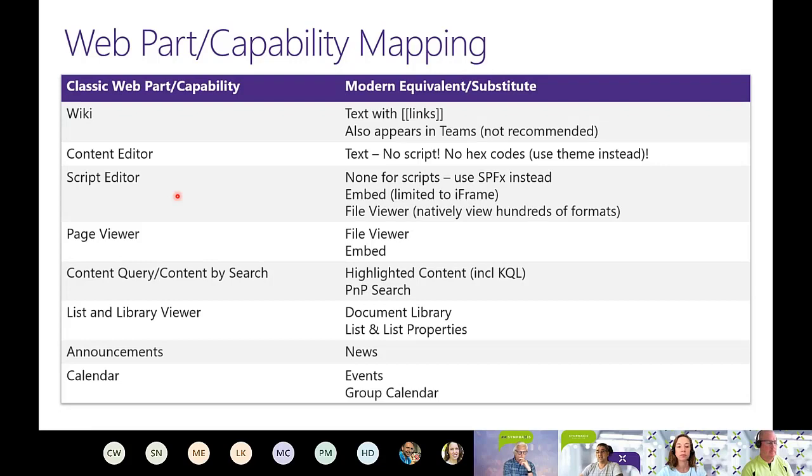If you just need like a text link with some more basic information, you may be able to use highlighted content as well. Now that it supports KQL. Yeah, I mean, that PNP search web part is like a total Swiss Army knife, and just constantly getting better. But again, not something that a lower level site owner can cope with. It doesn't help with recurring events.